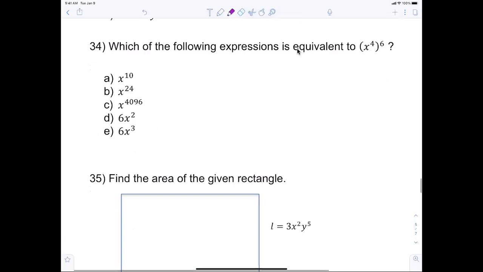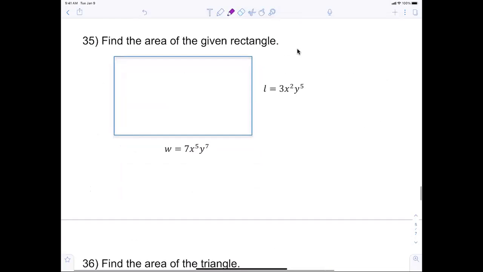All right, let's knock out 35. How do I find the area of a rectangle? Length times width. So everybody put inside the rectangle, area equals length times width. So area equals 3x squared y to the 5th times 7x to the 5th y to the 7th. Area equals 21x to the 7th y. Wow, simple, simple, simple. Anybody have any issues with 35?